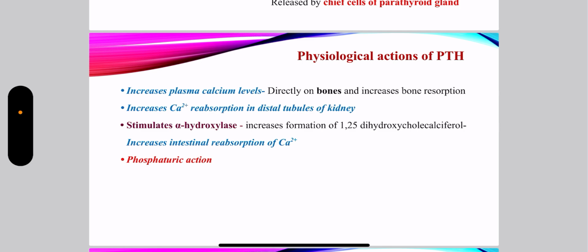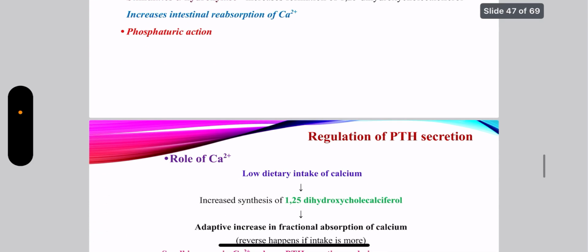It will stimulate the alpha hydroxylase enzyme. We had discussed this in the previous lecture when I was showing you the flow chart about the formation of activated vitamin D3. The enzyme alpha hydroxylase increases the formation of activated vitamin D3, which further increases intestinal absorption of calcium. It has a phosphaturic action; it increases the excretion of phosphates. So mainly two actions are there: increasing plasma calcium and decreasing phosphate levels.